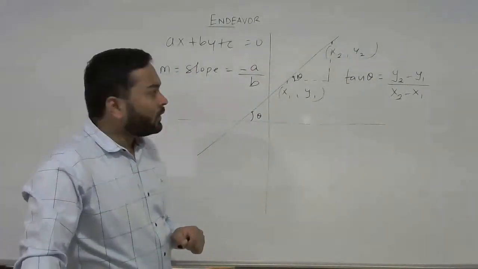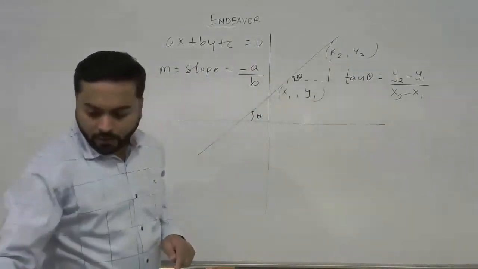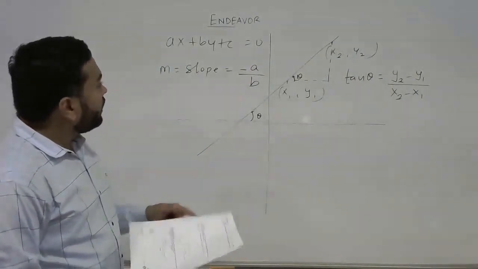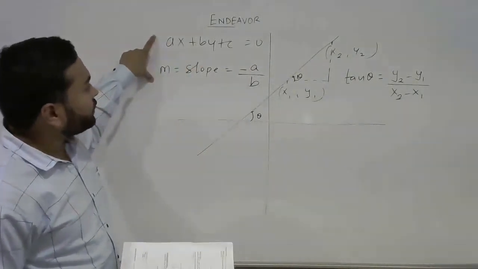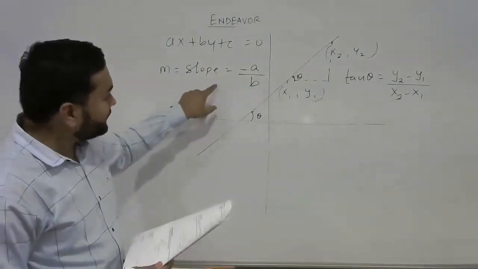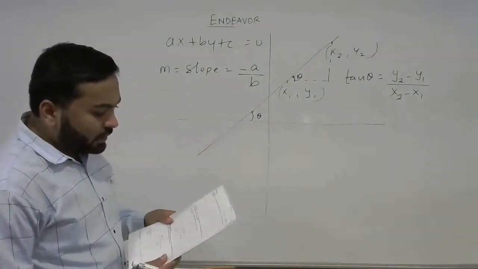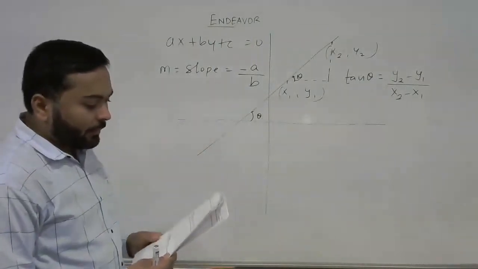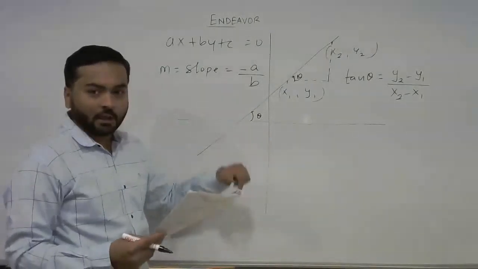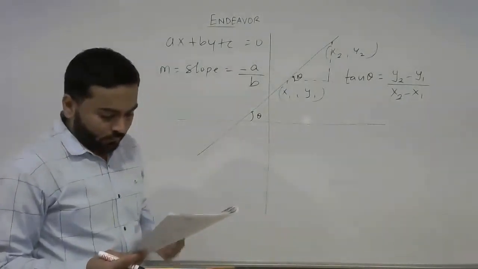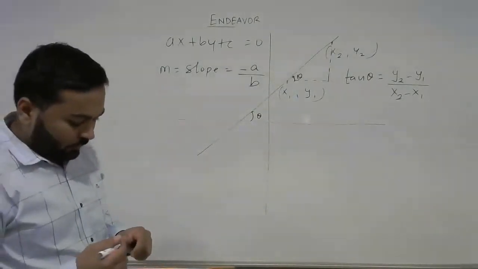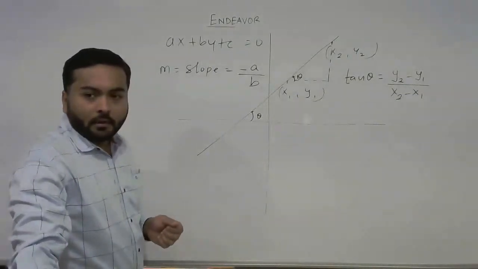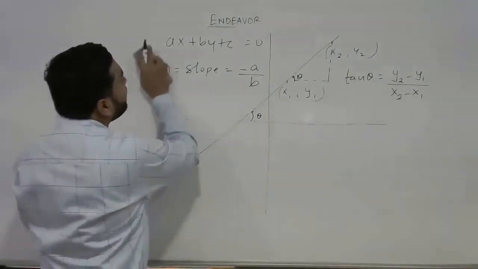Clear everyone? Okay. What I would want you to do is simply write down this thing: for ax plus by plus c equal to 0, the slope is minus a by b. On page number 3, at the first straight line where ax plus by plus c is written, write down slope is equal to minus a by b. Great. So let's move ahead.